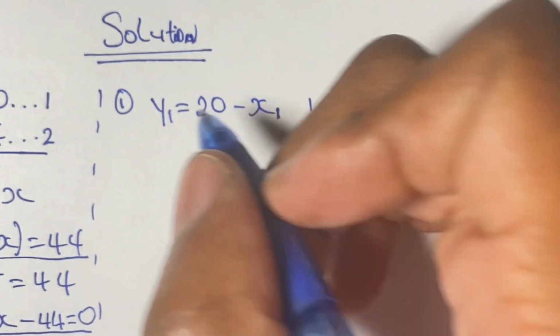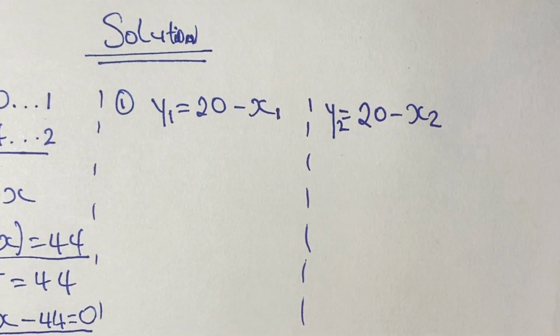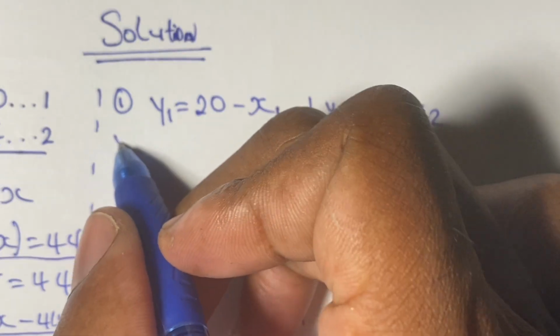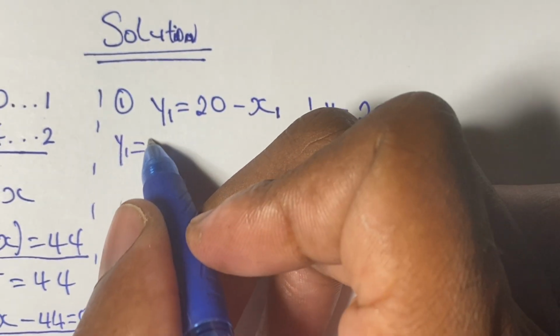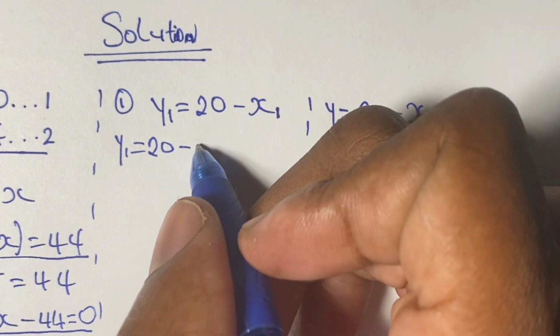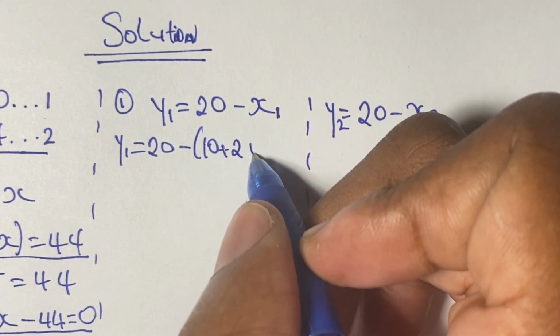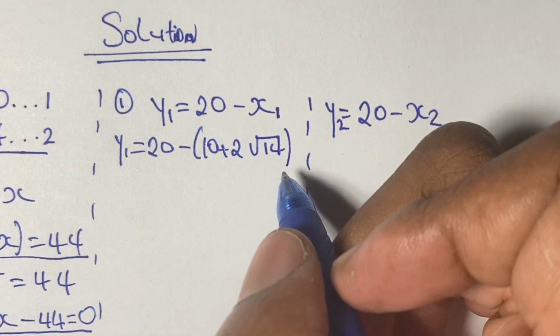So we have y1 over the left and we have y2 over the right. So we're just going to pair y1 with x1 and y2 with x2. So we have y1 is equal to 20 minus the value of x1. And we say the value of x1 is 10 plus 2 root 14.